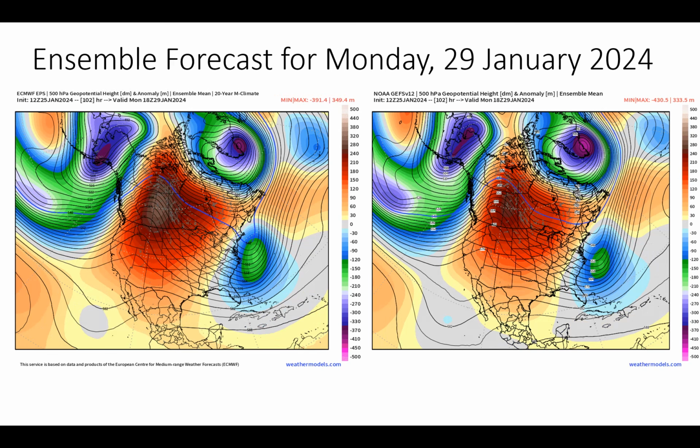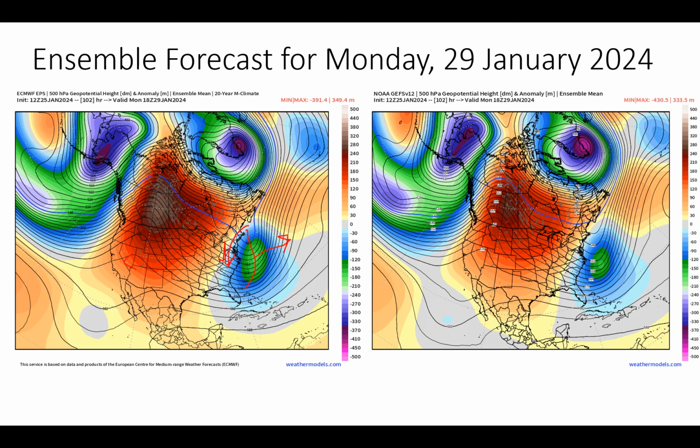And then we move in now to the ensemble model forecast 500 millibar height anomalies for Monday, 29 January 2024. We now see the trough pushed offshore. It's moving away from the East Coast in general. In its wake, though, we're going to have strong northerly winds at the surface, which is going to result in cooler than normal temperatures here along the immediate coast for Monday.